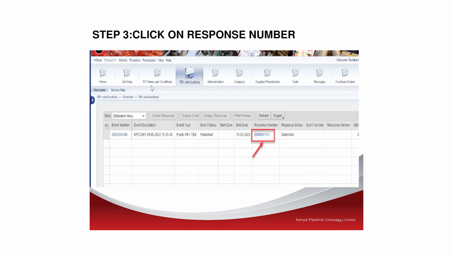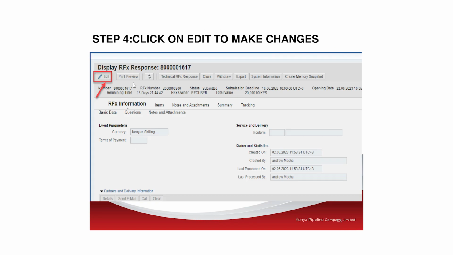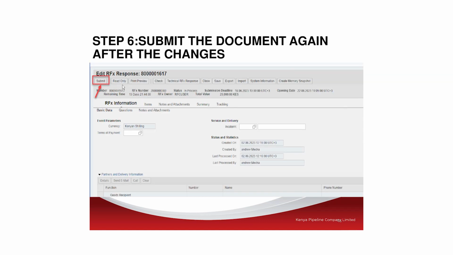Then on the event number, look for the response number, the column for the response number, and click the response number. Then click on edit, which will activate your page. When it is activated, you are able to do all the amendments.